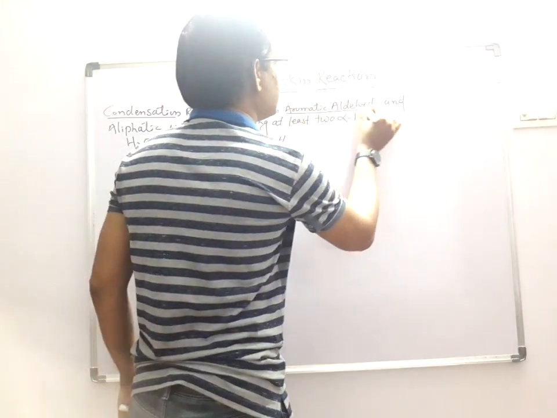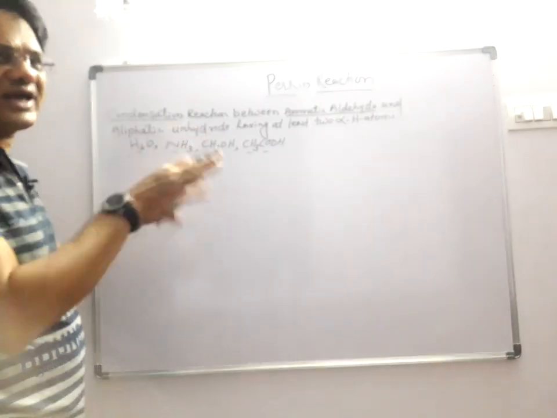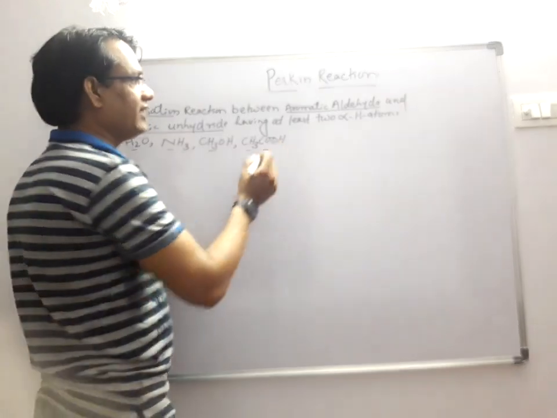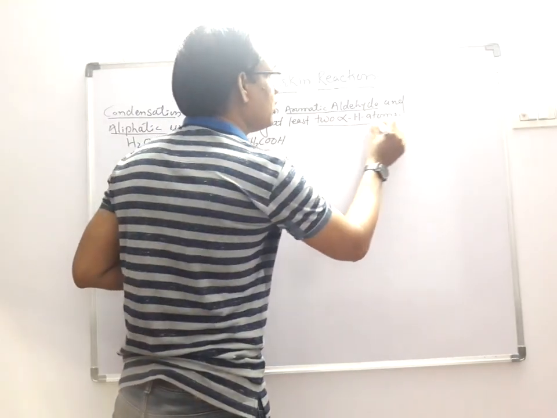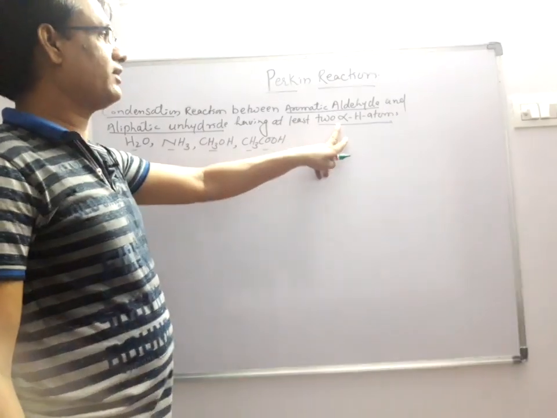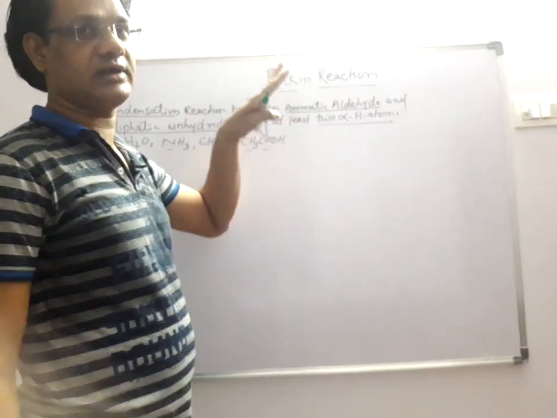Now next one is the important thing here. We have to use the aromatic aldehyde. Simply we'll take the aldehyde which is aromatic in nature, and next one important is aliphatic anhydride having at least 2 alpha hydrogen atoms, because these 2 alpha hydrogen atoms are very important in Perkin reaction.